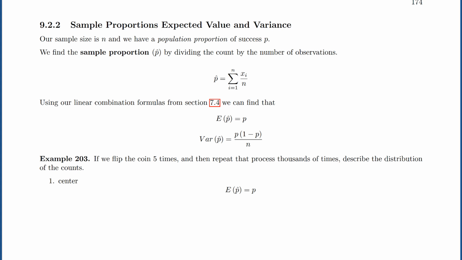So if we say that our sample size is n, and we have a population proportion of success p, then we find our sample proportion p hat by dividing our count by our number of observations. This is our formula we've been using. Now, using our linear combination formulas, just like we did for our sample mean, but I didn't put the proof in here, we can find that the expected value of all those possible sample proportions is equal to our population proportion. And the variance of all the possible sample proportions is equal to the population proportion p times 1 minus p over n. So if we flip the coin 5 times, and then we repeat that process thousands of times, let's describe the distribution of the counts.